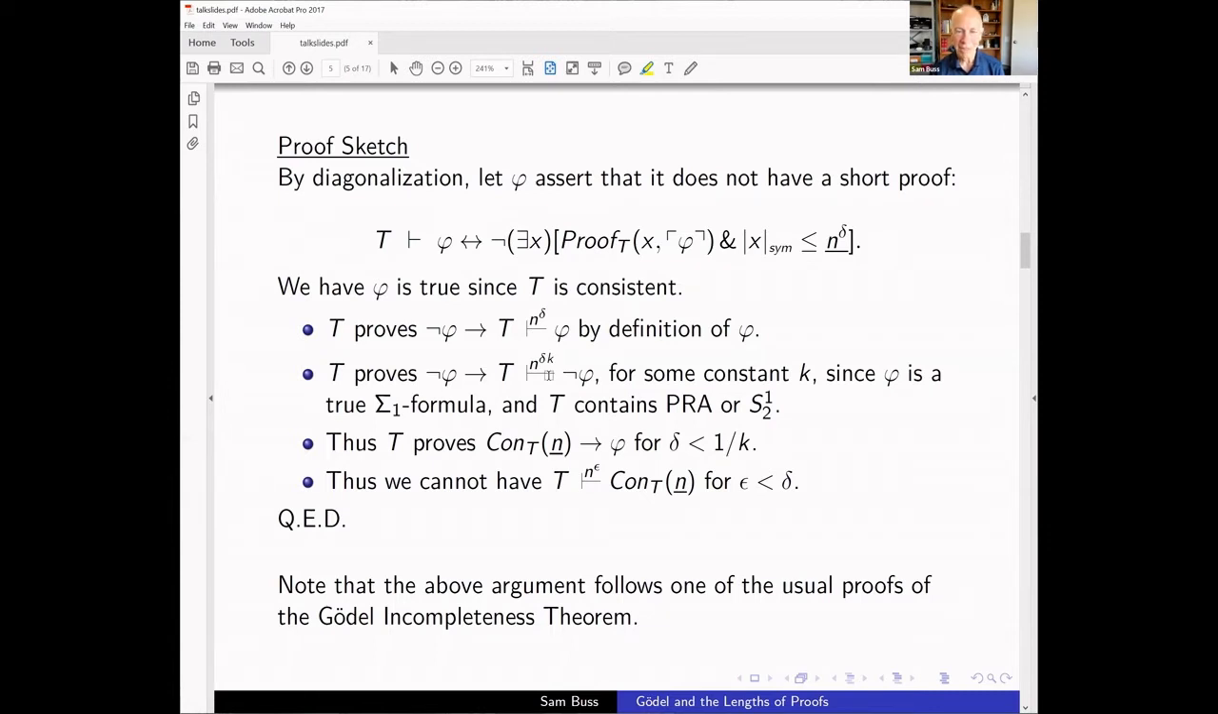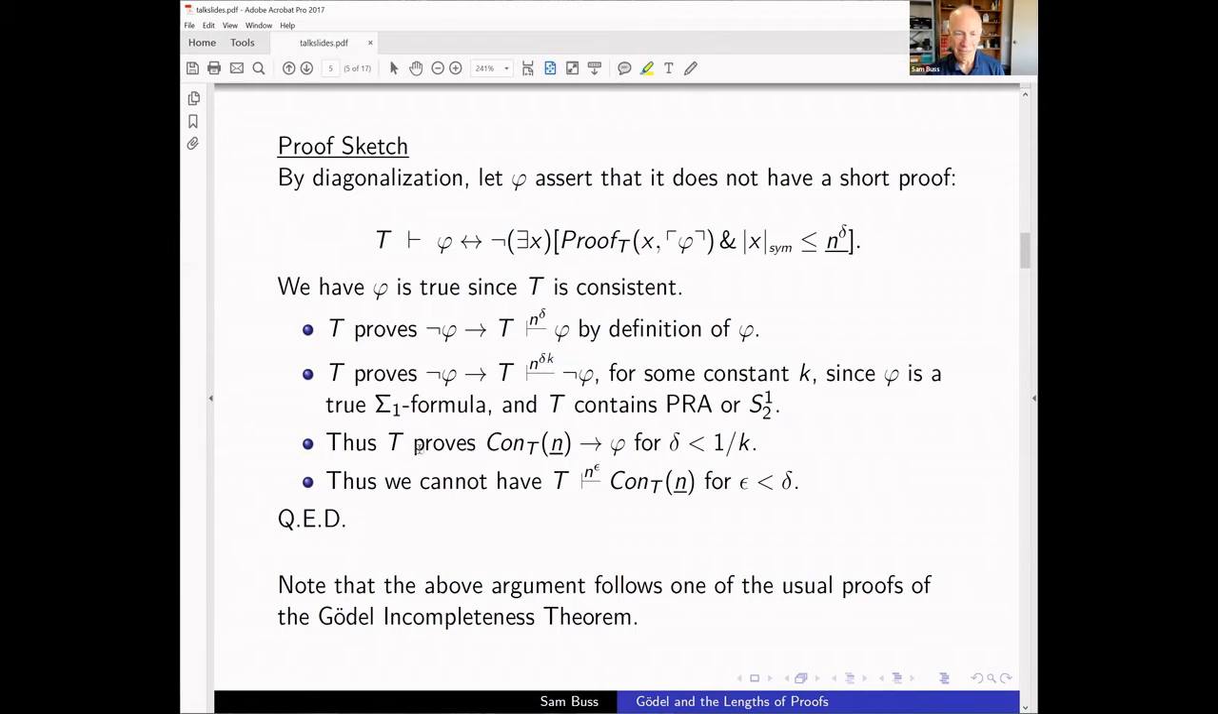And doing this carefully, the length of the proof can be bounded by n to the delta raised to the power k. So we can think of phi as having this parameter n to the delta, and then we can say the proof of these assertions have a polynomial degree k blow up in the size. So at any rate, putting those together, t proves that if not phi holds, then t has short proofs of both phi and not phi. So t proves that if not phi holds, phi has some short proof of a contradiction.